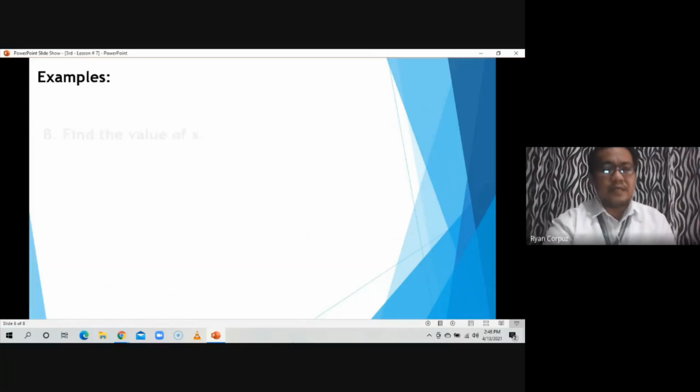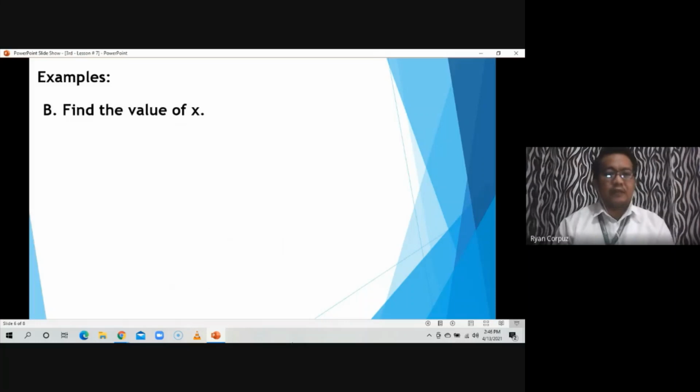This time, let's give examples on letter B, finding the value of x, where we are going to apply a proportion. We're going to apply how to solve a proportion. So find the value of x. Let's have example number 1. So x over 5 is equal to 21 over 35. So we do have here a given proportion.